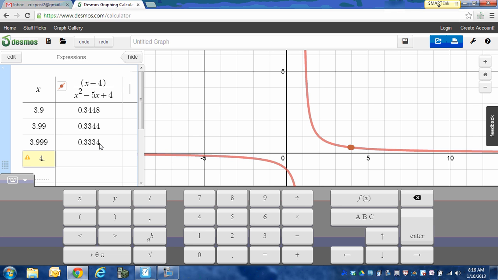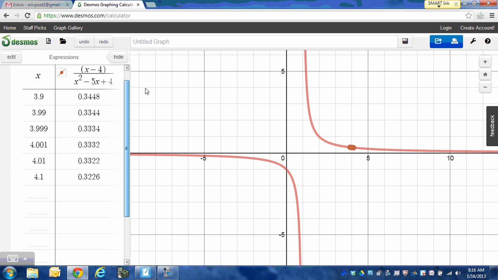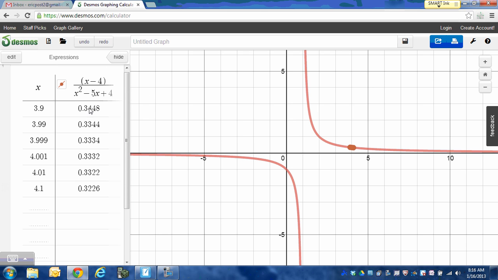Okay. So I'm going to start with 3.9. And I get this number here, 0.3448. Then I'm going to say 3.99. And then I'm going to say 3.999. Again, I could keep on going, but as you can see here, it kind of looks like it's approaching 0.3 repeating if I were to keep on going there. Now let me go on the other side of 4. I'm going to say 4.001, 4.01, and 4.1.